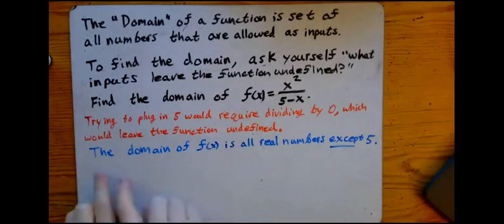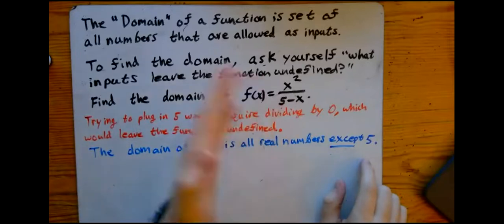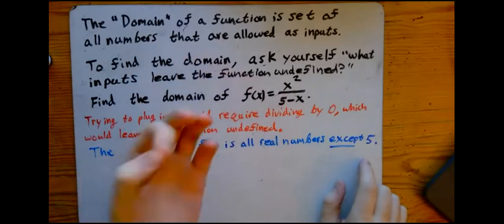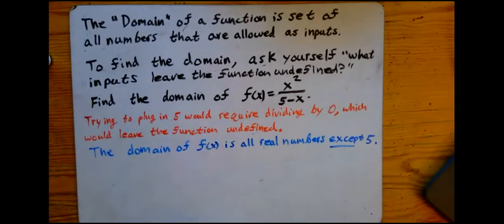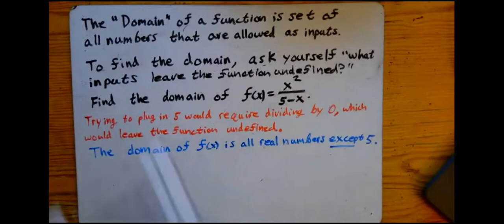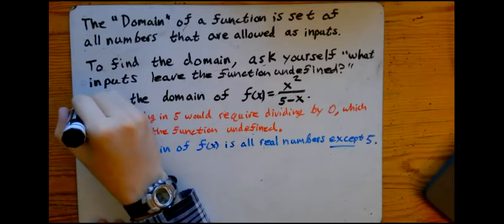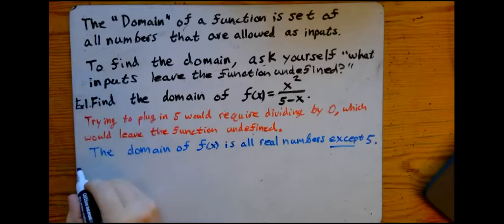Okay, so the domain is therefore all real numbers except 5. We can plug in anything we want except for 5, because 5 would force us to divide by 0. Fair enough? Let's try another example. Call this one example one. Now let's try example two.